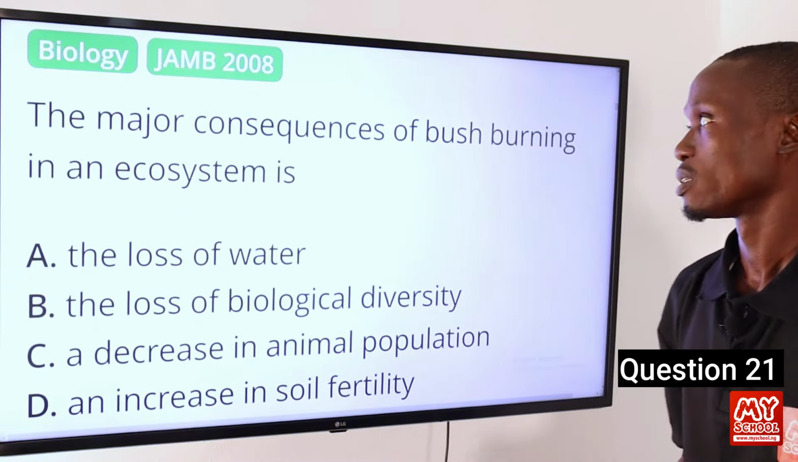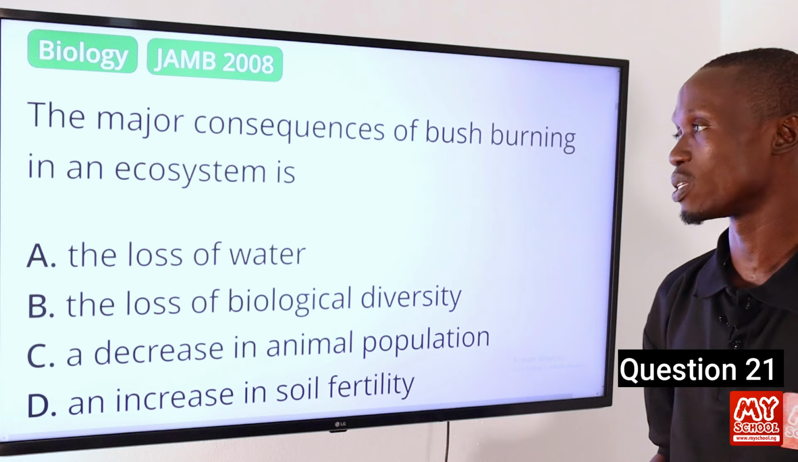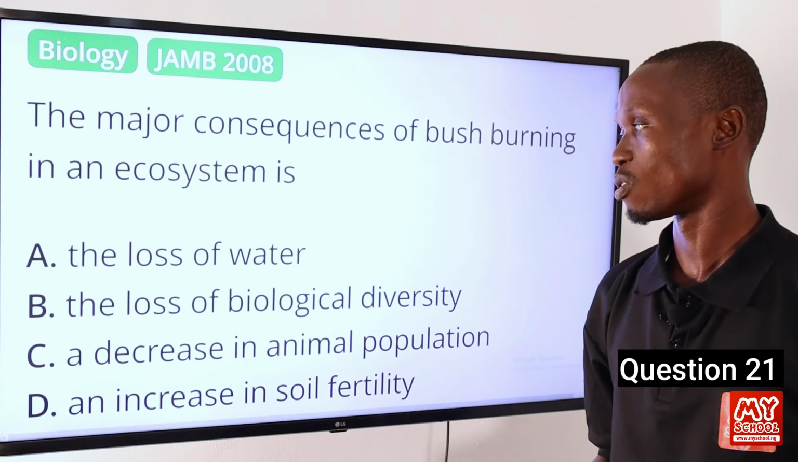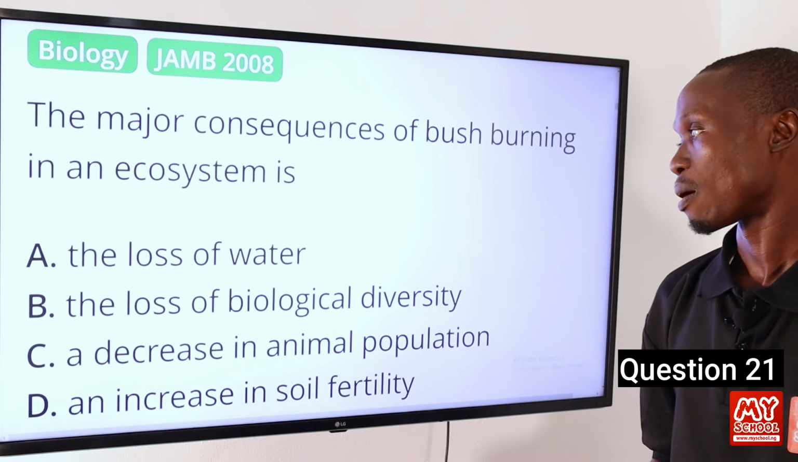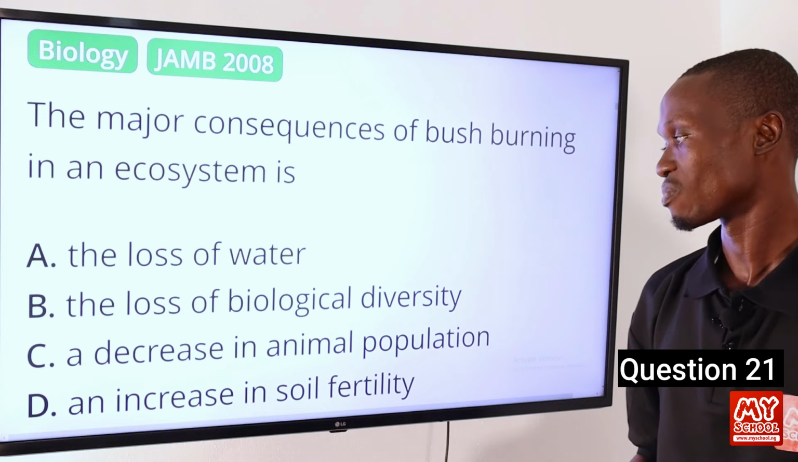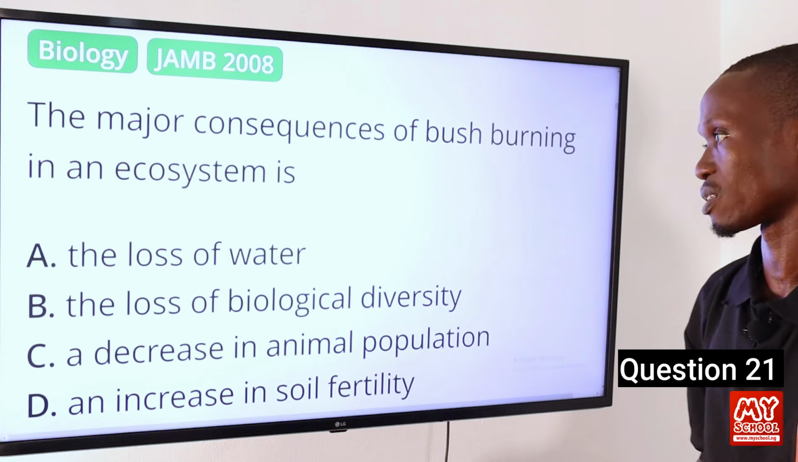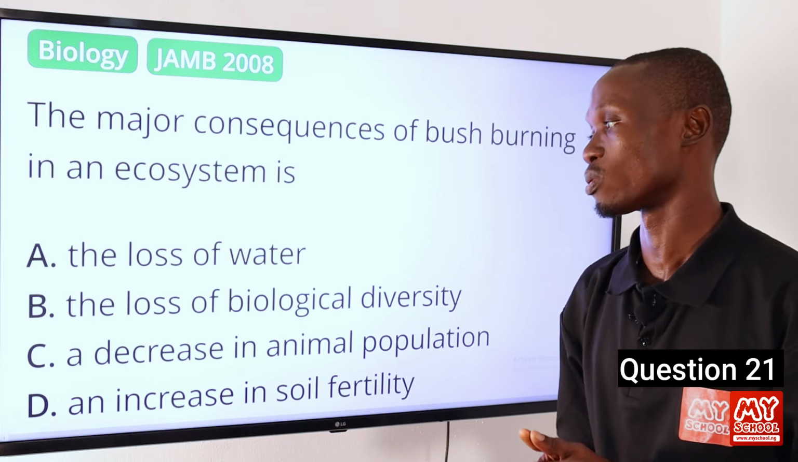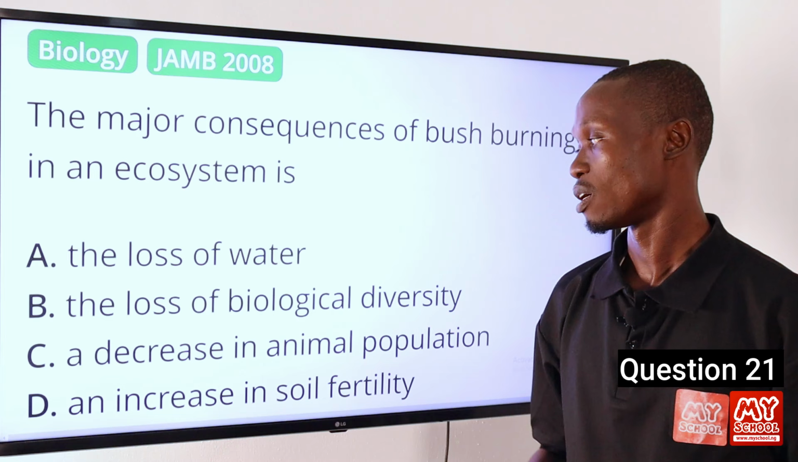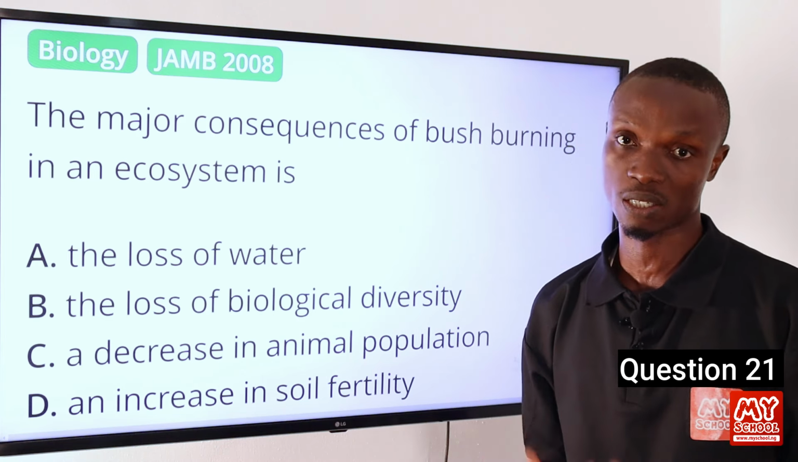Question 21. The major consequence of bush burning in an ecosystem is A. the loss of water, B. the loss of biological diversity, C. a decrease in animal population, D. an increase in soil fertility. Okay, so the answer to this question is option B, the loss of biological diversity.